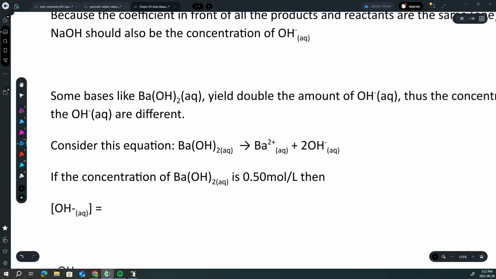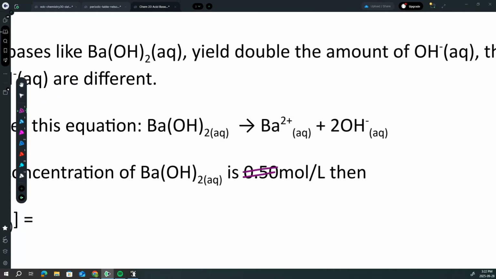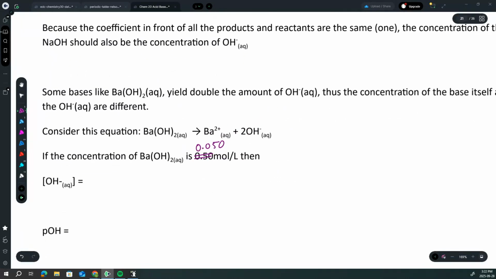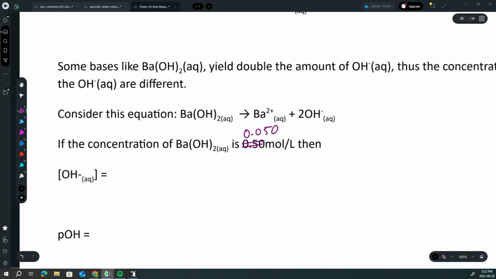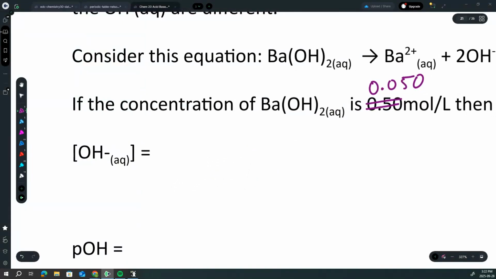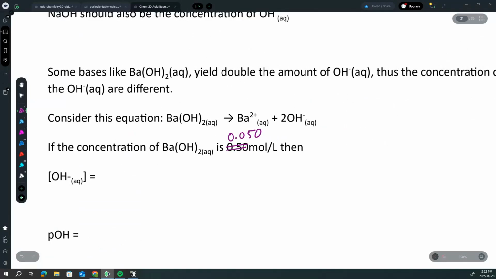Okay, so we're going to work on an example here, and I'm just going to adjust it just a little bit. So instead of 0.5, let's go 0.050 mole per liter. So let's say we have a concentration of barium hydroxide and it's at 0.050 mole per liter. Okay, so first let's figure out the concentration of hydroxide. So how we're going to do this is using our mole ratio.